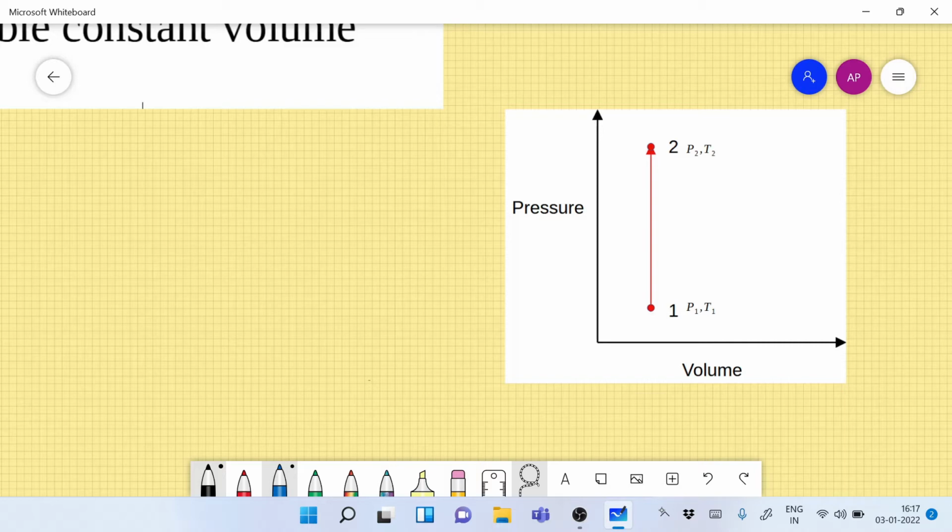The process is from state 1 to state 2. As we can see, there is no change in volume from the process from state 1 to state 2. The initial pressure and temperature are P1 and T1, and the final pressure and temperature are P2 and T2.